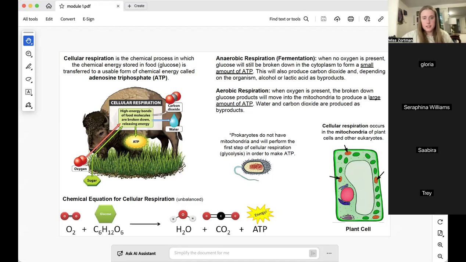So don't forget that because imagine you're cooking food, okay? You cook the food, but then you just don't do anything with it. That's not doing anything for you. So it's the same for plants. They're creating this food in the form of glucose, but if they don't break it down, they don't eat it, then it's not doing them any good. So it kind of follows that pattern.